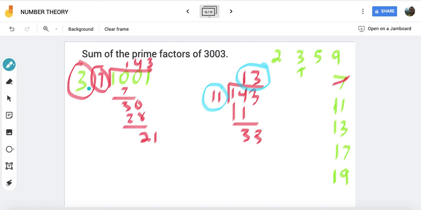So all I have to do is add these numbers together. 11 and 13 is 24. 24 and 10 is 34. So the answer to this question, the sum of the prime factors is 34.